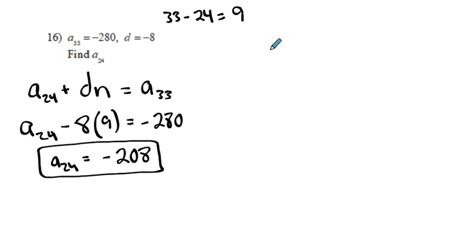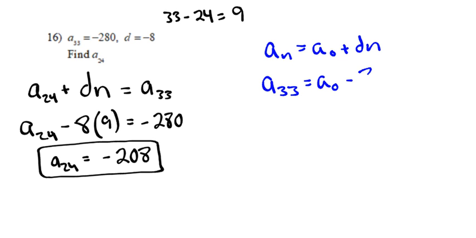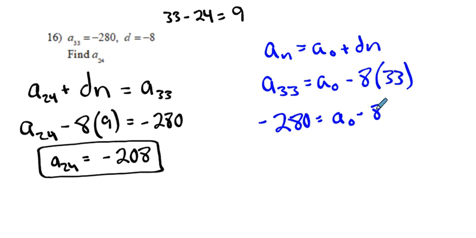Another method, we'll use the explicit formula this time, which says that any term is A sub 0 plus common difference times n. Let's imagine that we know term 33. Term 33 is A sub 0 plus the difference, -8, times 33. Or -280 is A sub 0 minus 8 times 33. And we can solve for A sub 0. If you do that, you get -16.